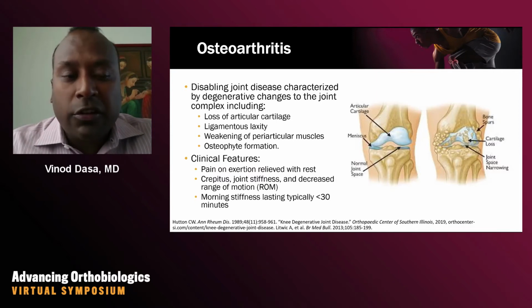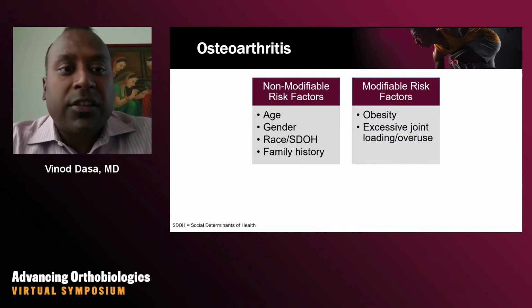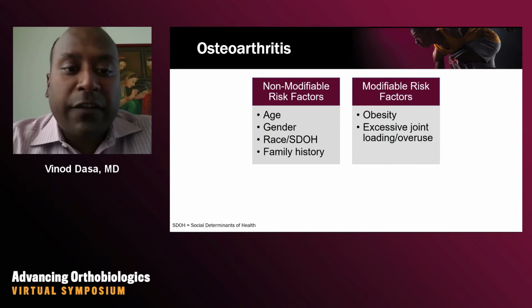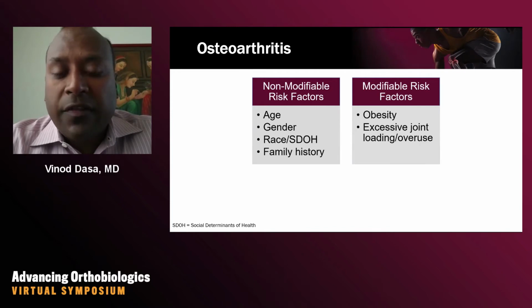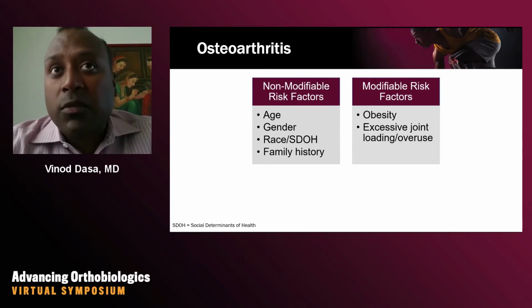And the most common clinical features are stiffness, difficulty with ambulation, trouble going up and down stairs, decreasing range of motion, deformities, things like that. And so when we look at OA, non-modifiable risk factors are listed, and the modifiable risk factors are somewhat up for debate. And can you really, in a lot of patients, really impact the obesity issue?